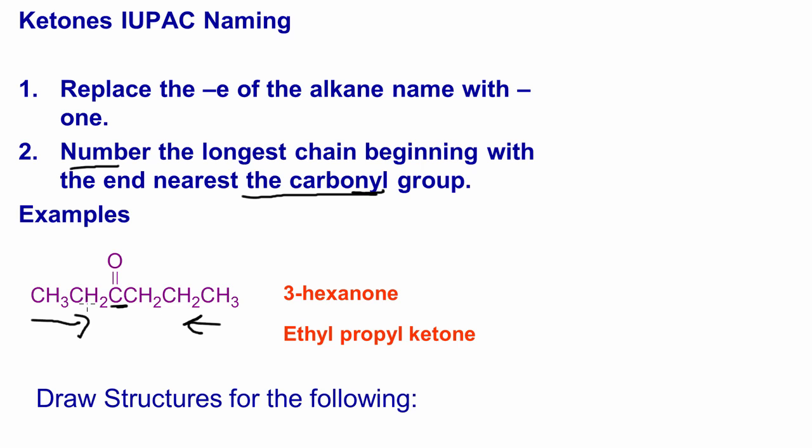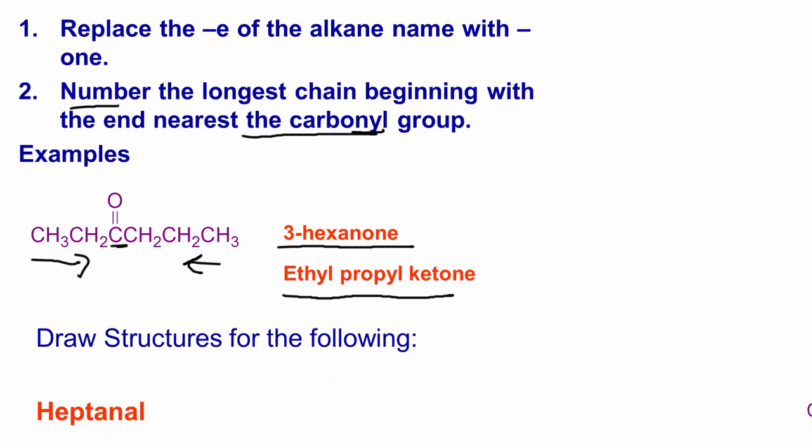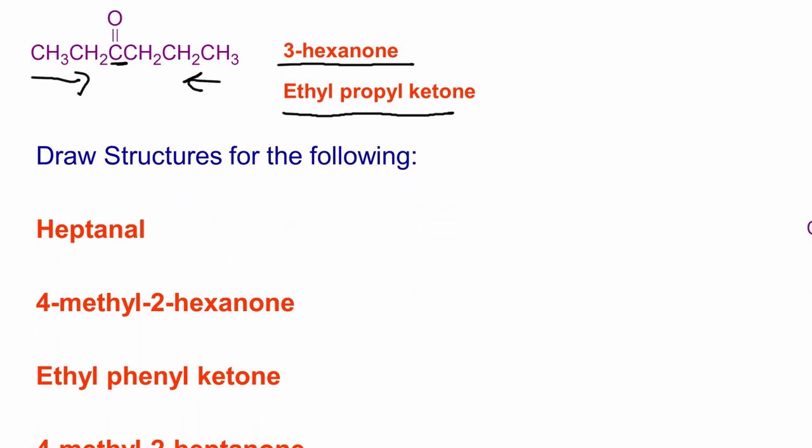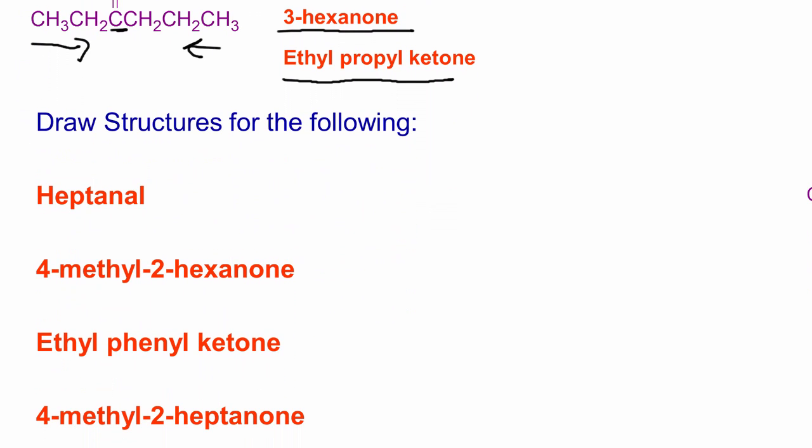So we have 6 carbons in the chain, and we'll name this as a 3-hexanone. Common name would be ethyl propyl ketone. Ethyl comes first because it has alphabetical priority. So practice naming the aldehydes and the ketones.